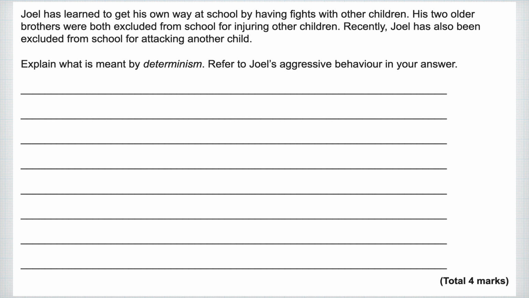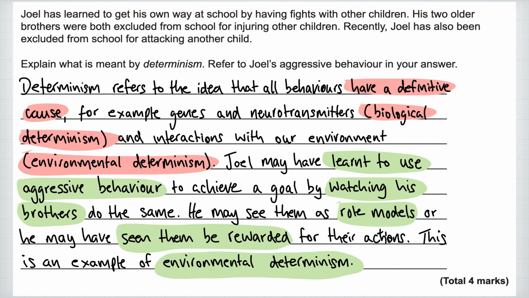couple of the explanations were a bit repetitive and wordy, and that students generally did well on biological determinism and applying it to Joel, but not so much on environmental or psychic determinism. Okay, so in my answer, I've focused on environmental determinism just because that's one that the examiner said people struggled with. Okay, so this is what I wrote.